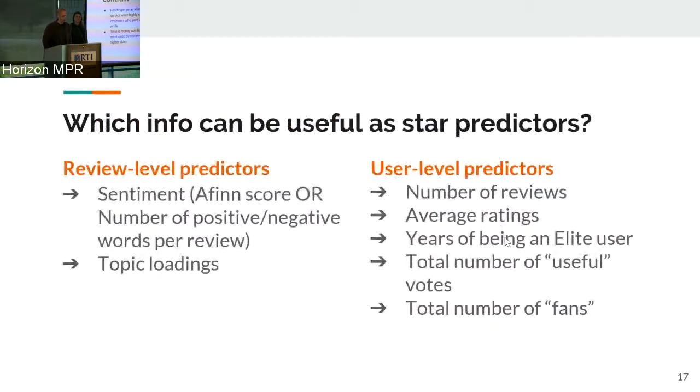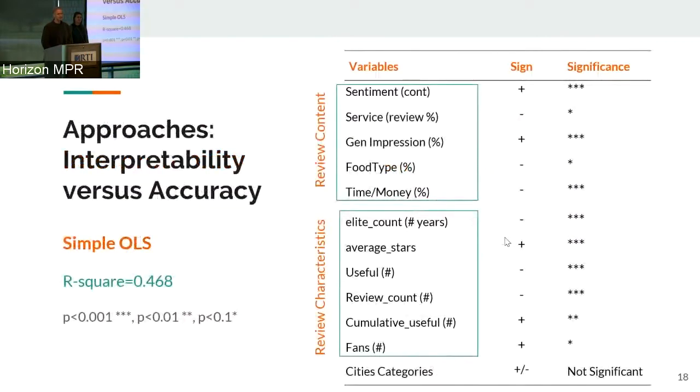Thank you, Candy. So all of this was building to wondering what info can be useful as star predictors. We built review level predictors based on the sentiment analysis, that's the AFINN score and the number of positive and negative words, and then we also had topic loading. That's from the review level. Then we brought in some user level predictors: the number of reviews a user has, average ratings, years of being an elite user, total number of useful votes, so that's reviews of reviews, and then total number of fans that the reviewer has.